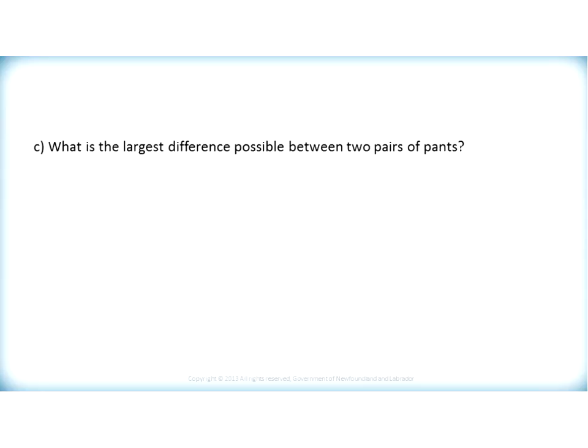Third question here is, what is the largest difference possible between two pairs of pants? In order to determine the maximum difference allowed between two pairs of pants, what we have to do is take the maximum value and subtract from it the minimum value. Get the difference between the maximum and the minimum values.